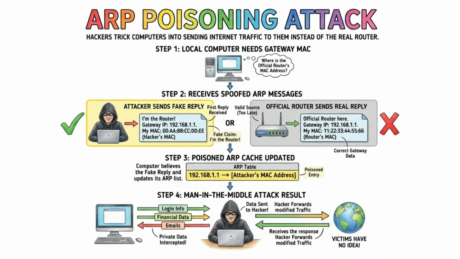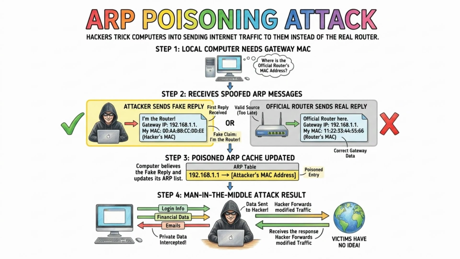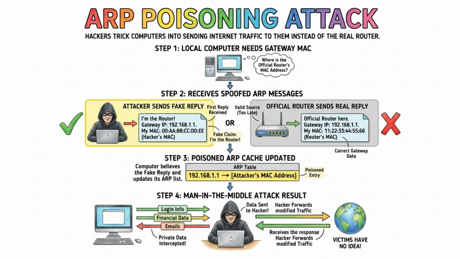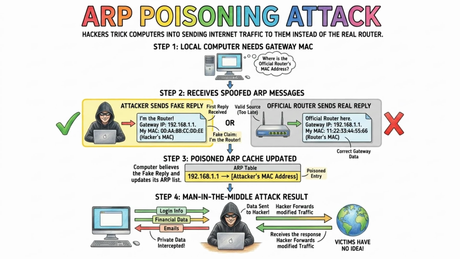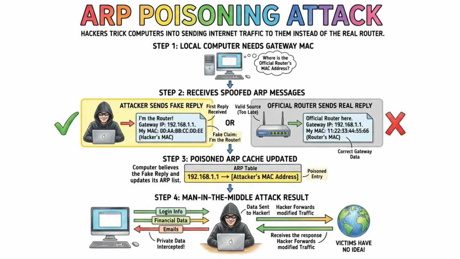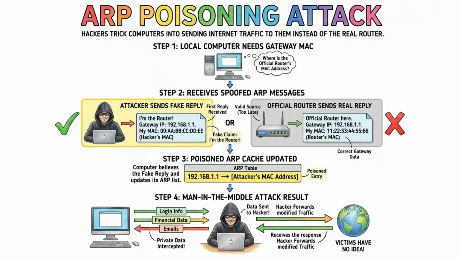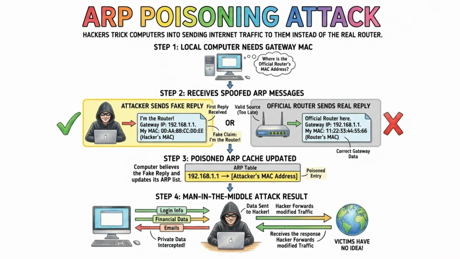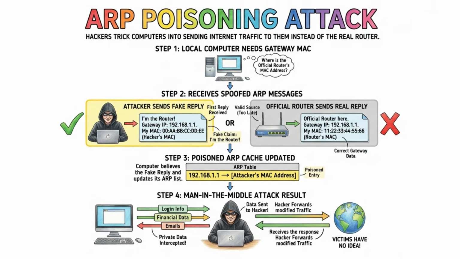Hackers also actively exploit the address resolution protocol, which is the necessary system computers use to find the physical MAC address of their local default gateway. By sending completely fake ARP messages, an attacker can secretly tell all the local computers that the hacker's personal MAC address is actually the official router. The computers are mathematically tricked into sending all their private internet traffic directly to the attacker, creating a classic man-in-the-middle attack. This is extremely dangerous for corporate environments because the victims have absolutely no idea their private data is being intercepted.